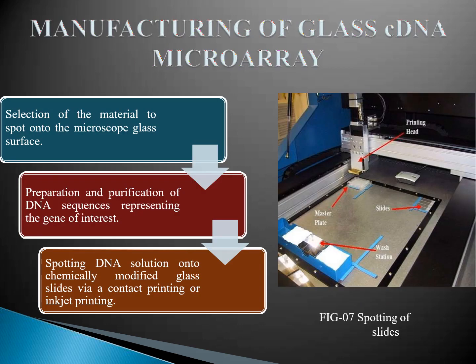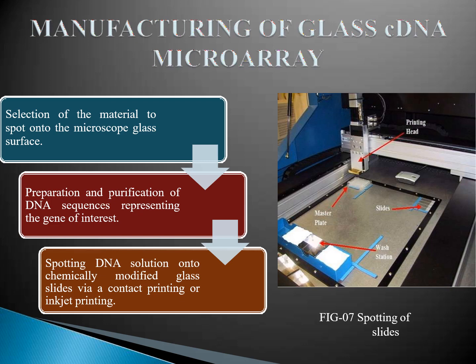Then the manufacturing of glass cDNA microarray. So this is the detailed protocol of manufacturing. First of all, you have to select the material for spotting onto the microscope glass surface. Selection of material means whether you want to use cDNA molecules or PCR product or chemically synthesized oligonucleotide sequences. So after selection of the material, you have to prepare it. So maybe you have to go for synthesis of cDNA molecules or amplification of DNA with the help of PCR or chemical synthesis of DNA.